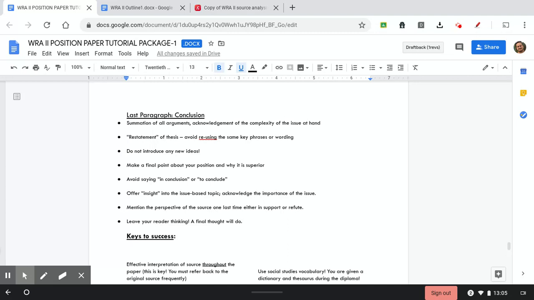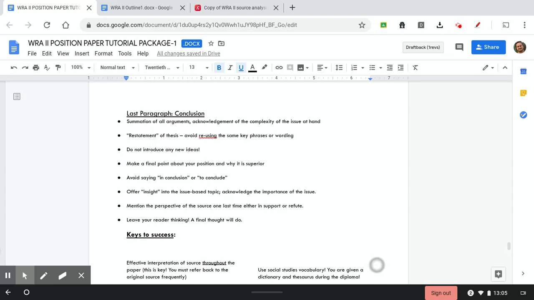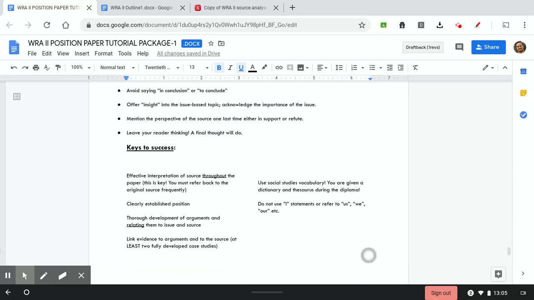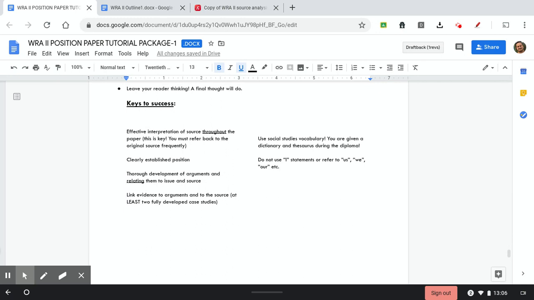Your conclusion is your least important paragraph, but it's necessary to wrap up your WRA too. So, keys to success. Effective interpretation of source throughout the paper. This is key. Refer back to the original source frequently. Again, that's embedding. You must have a clearly established position. If you do not, then you are not completing the assignment.